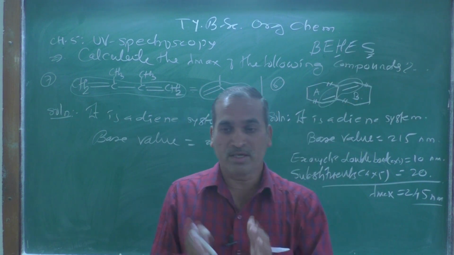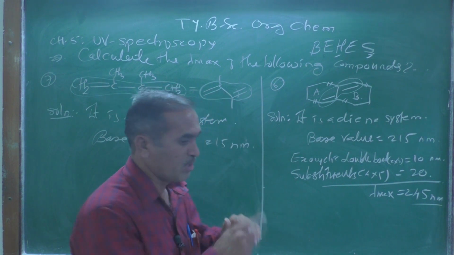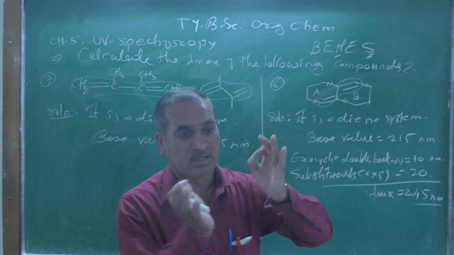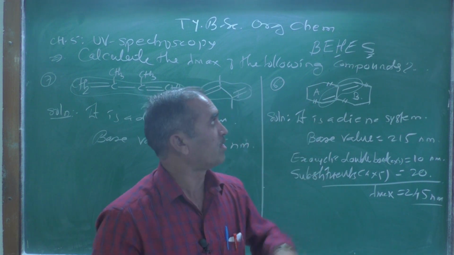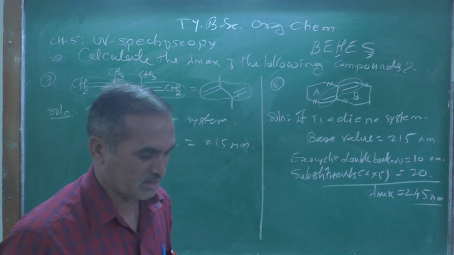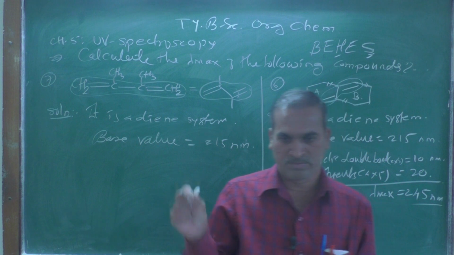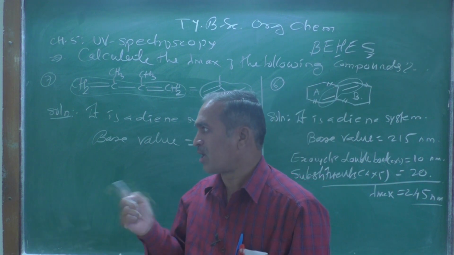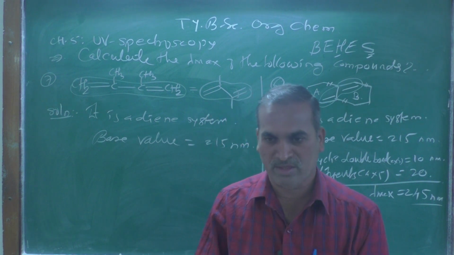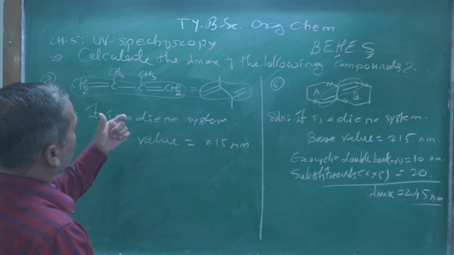Look at another one, E stands for extended conjugation. Look at here, there is only a diene system, no extra double bond is seen over here, and therefore no question about extended conjugation here. And now look at the substituents. As we know, at the beginning we studied certain rules of the diene system for calculating the lambda max, following the Woodward and Fieser rules, which we already learned during that time. So count here, how many substituents are there?